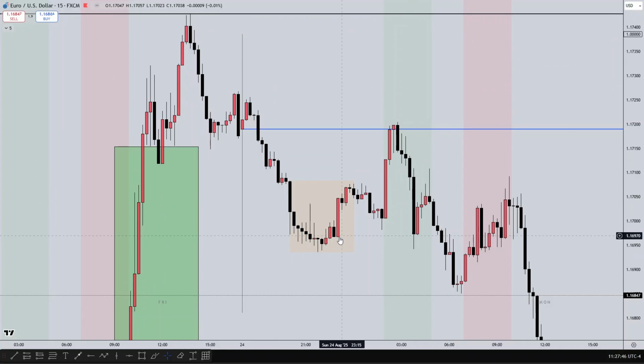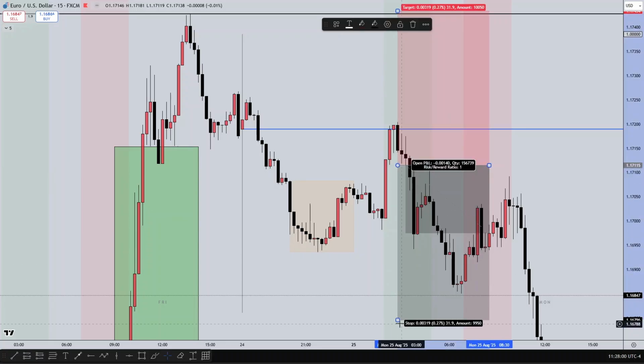high. Now, before the London session, price did this internal shift before a complete shift. After the shift, this should be your first entry. You can use the fair value gap as your first entry.